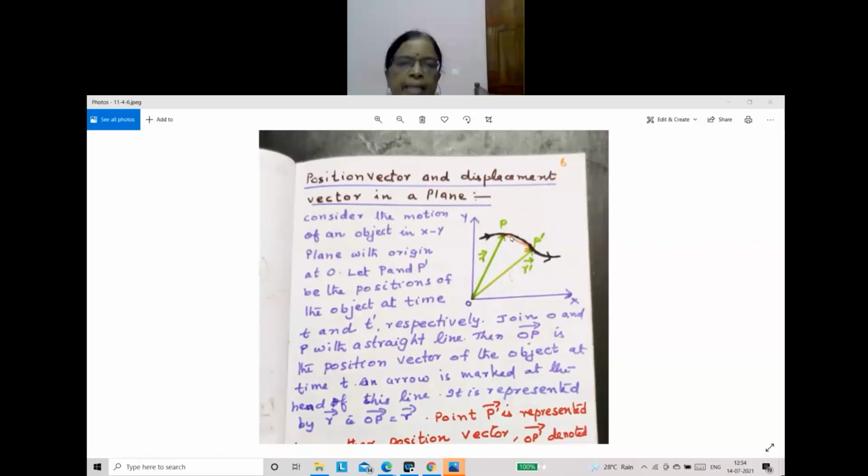Direction of the vector and how far it is from the origin. Very good. How far it is from the origin, and it also gives the direction. The arrowhead gives the direction. Okay.